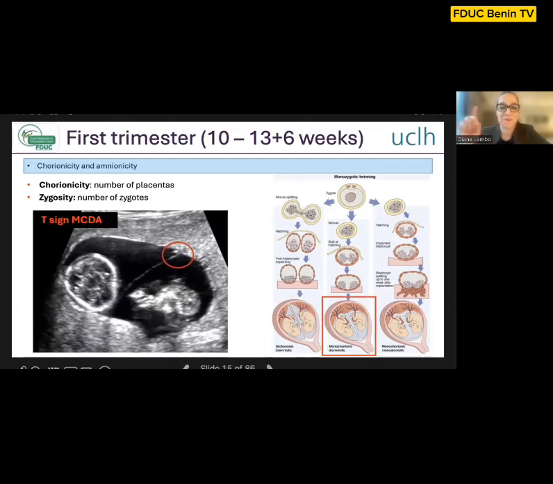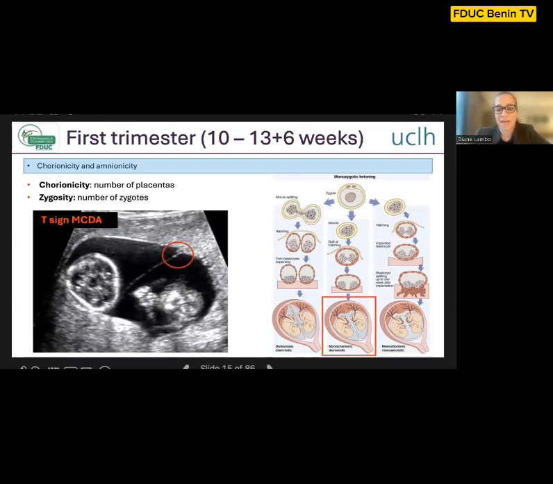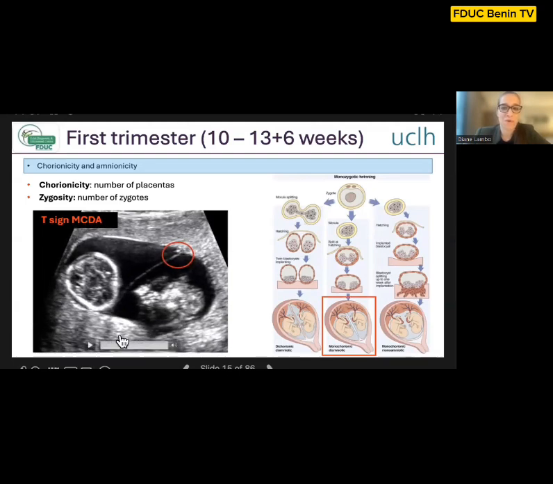If you have splitting a few days later, so between 3 to 8 days after fertilization, then you get your monochorionic diamniotic twins, and this is identified by what we call the T sign. So rather than having that thick placental tissue separating the two twin membranes, you've got a very thin intertwin membrane. So you can see that here.